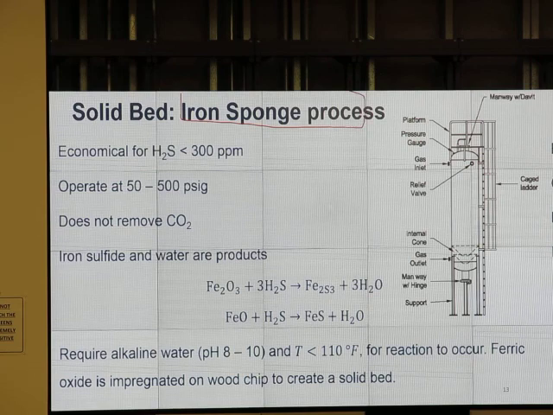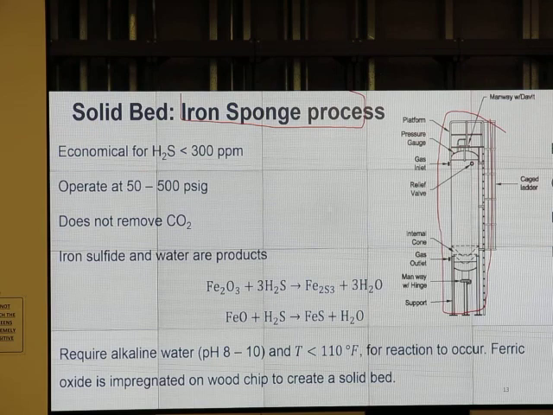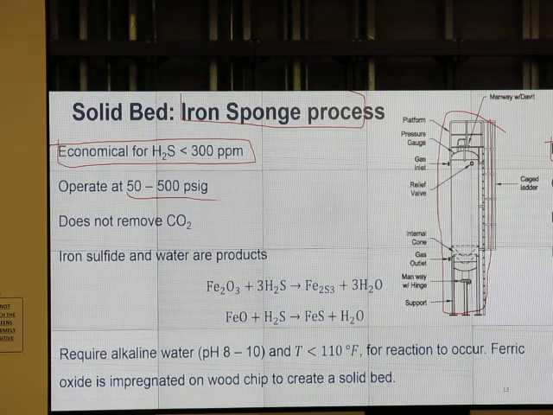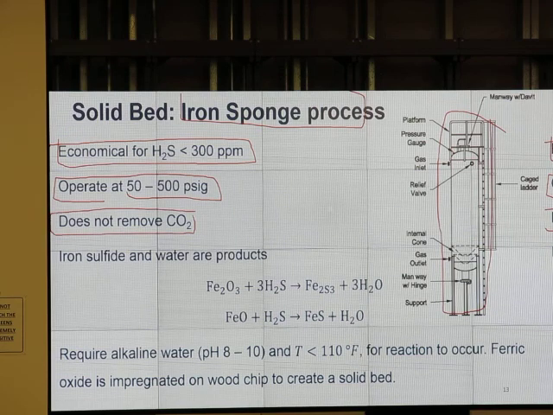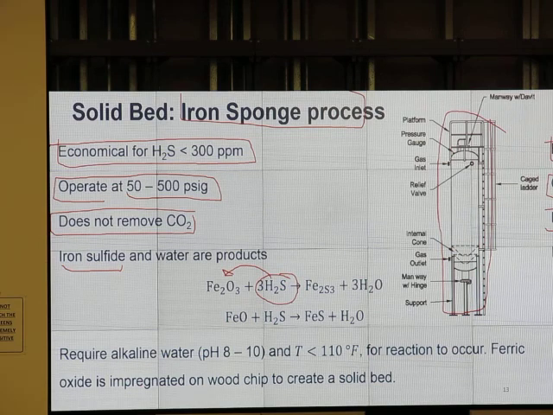The iron sponge process looks like a separator. It's some kind of reactor. Okay. It's good for H2S less than 20 ppm. It operates at a certain pressure. It doesn't remove CO2. Okay. The way it works is we have iron oxide and water produced. Acid gas goes in, it reacts with iron oxide, and then it creates water and iron sulfide.